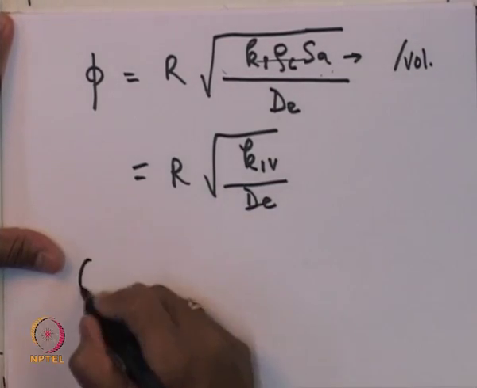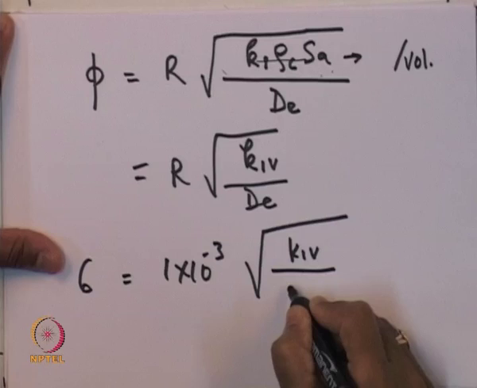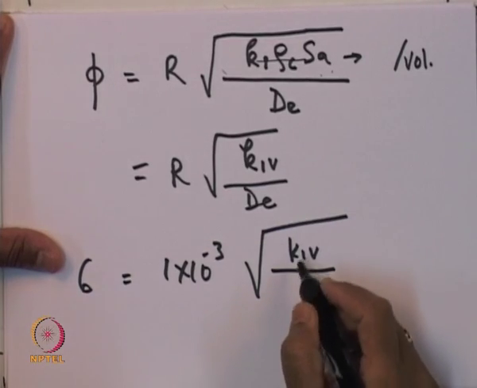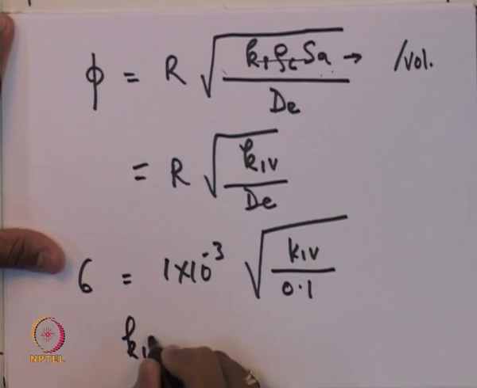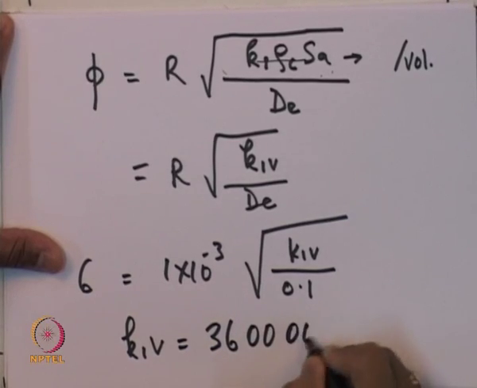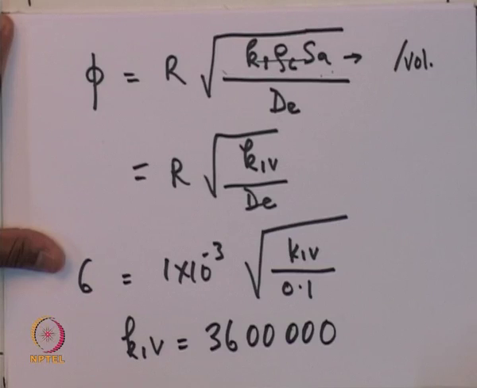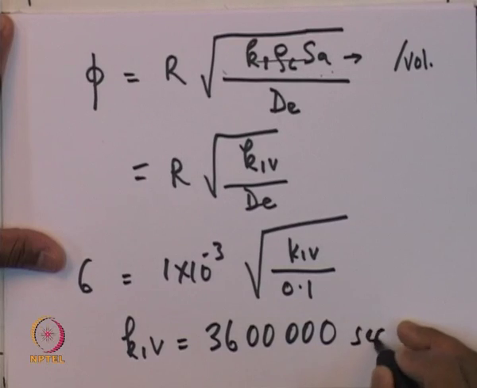What do I know in all this? 6 is equal to 1 into 10 raised to minus 3 root K1V divided by the diffusivity or diffusion coefficient, that is 0.1. So, I get an intrinsic rate constant which is 360000. Okay. You can do this numerical calculation and check. What would be the unit? It is a first order reaction. The unit is per unit volume. Okay, it's a volumetric rate constant. So, it is going to be per second.